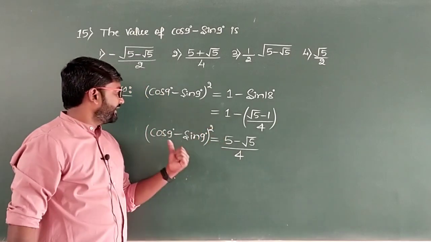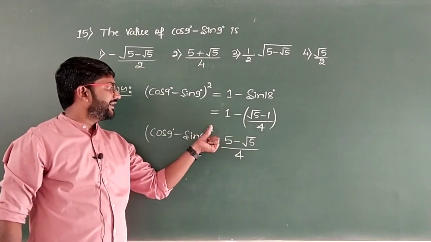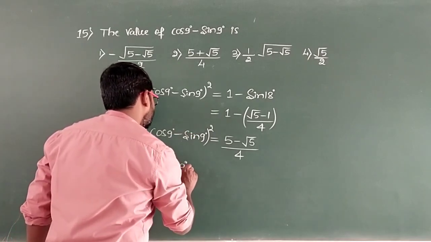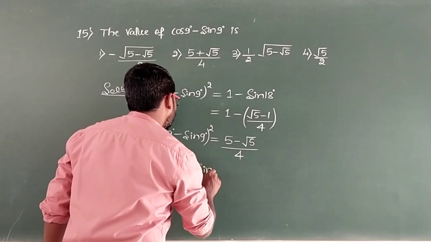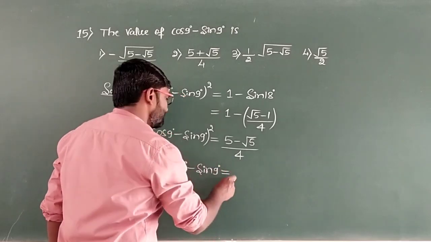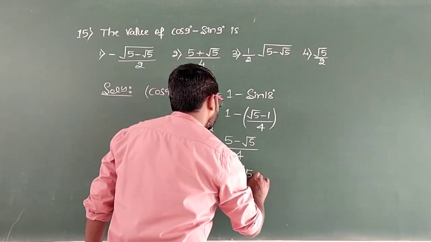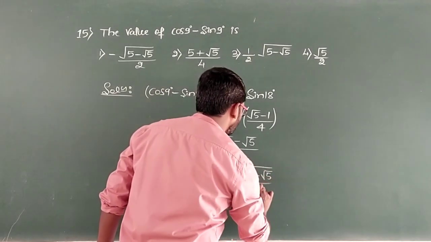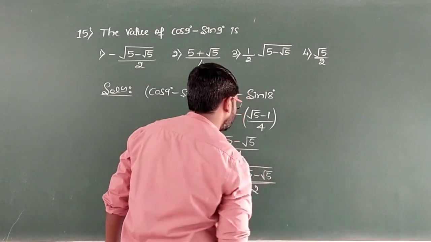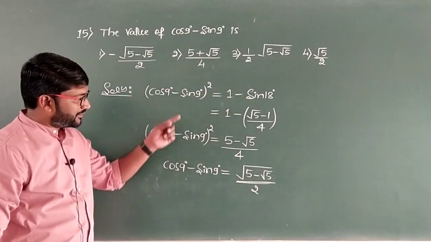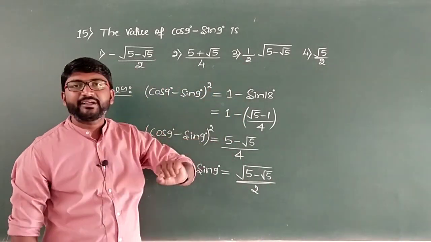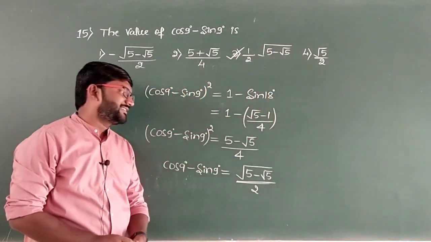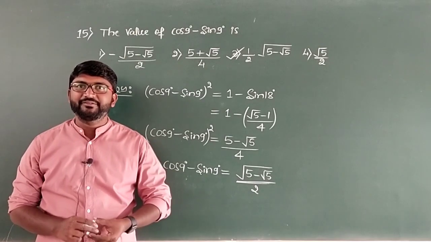Now take square root on both the sides. So here square and root will be eliminated. We have cos 9 degree minus sin 9 degree, and then square root of 5 minus root 5, then square root of 4 will be 2. So this is the required answer. Check the options now. 1 by 2 into square root of 5 minus root 5 is the correct answer. That means option 3 is the right answer. So this is all about question number 15.